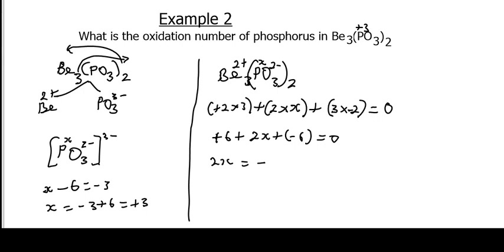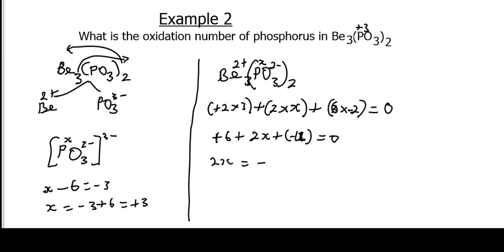Sorry, there's a problem with the oxygen here, we made a mistake. 3 times 2 is 6. The number of oxygen is 6. So 6 times minus 2 should give us minus 12, not minus 6, but minus 12.